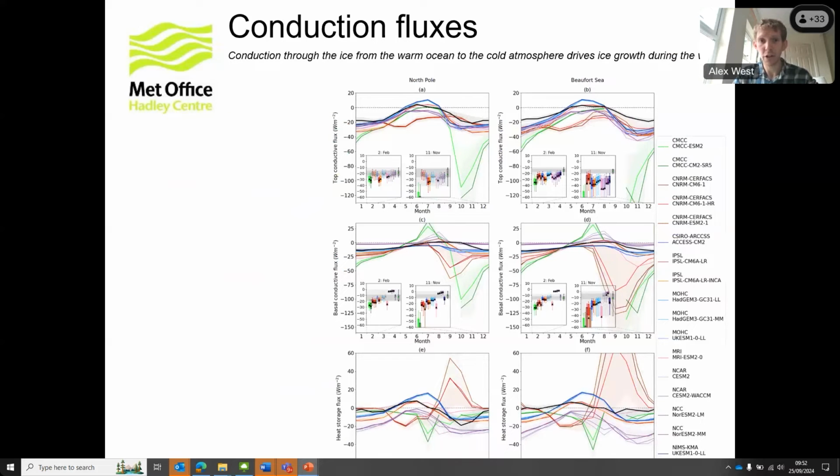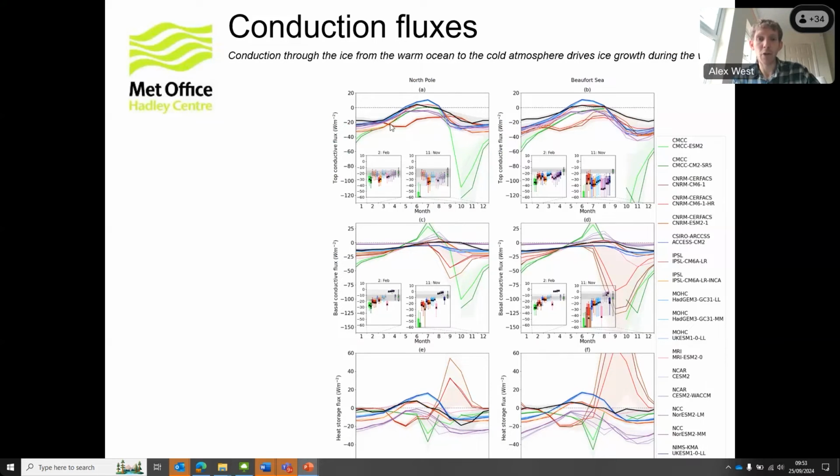We'll now have a quick look at the conduction fluxes. These are very important because it's conduction through the ice from the warm ocean to the cold atmosphere that drives ice growth during the winter. It's an important driver of the overall sea ice state. This is exactly the same layout, North Pole region evaluated on the left, Beaufort Sea on the right.